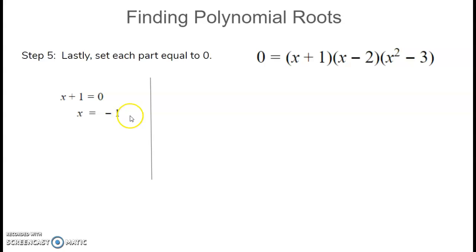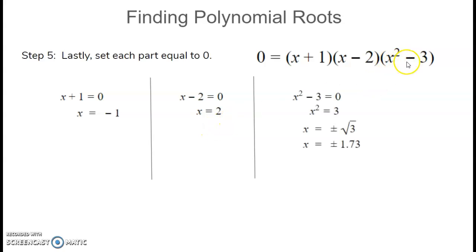Move my 1 over, I get negative 1. Work with x minus 2, I move the negative 2 over, I get 2. And finally, x squared minus 3 equals 0. I move my negative 3 over, I get 3. I have to get rid of the squaring, so I square root. Whenever I introduce a square root, I also introduce the plus minus. So x is going to equal plus or minus square root 3.